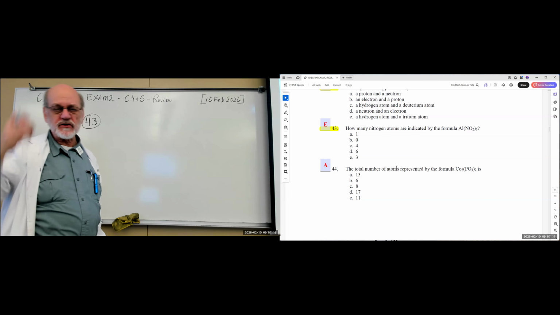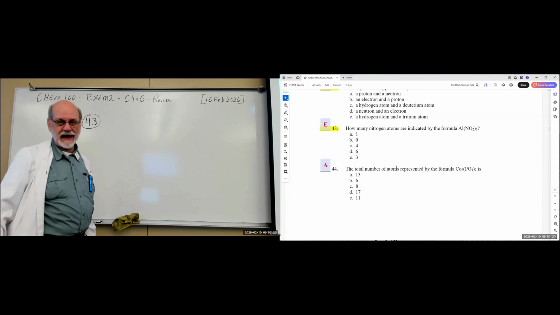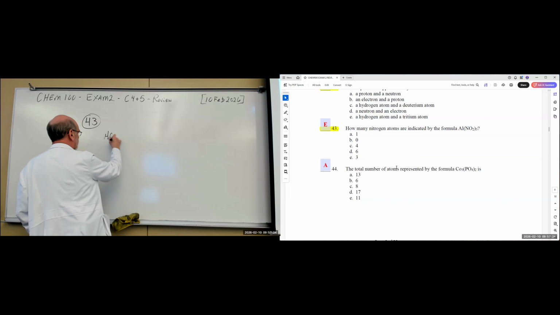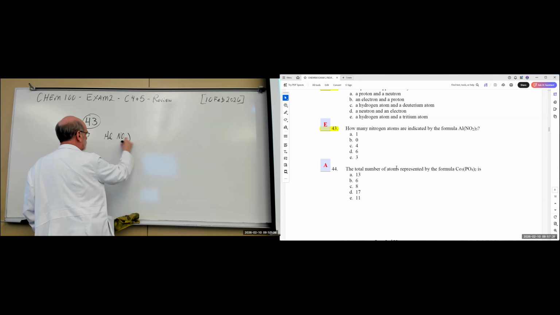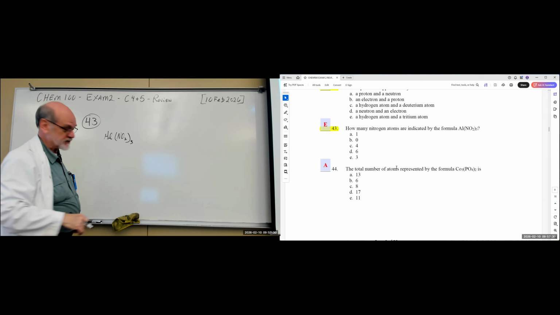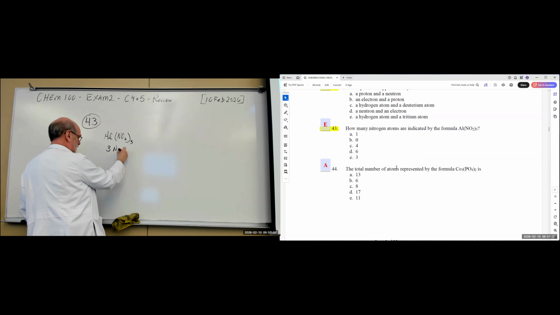Okay. How many nitrogen atoms are indicated by the formula? Right. This is simple, just counting. AlNO2 3. AlNO2 3. How many nitrogen atoms? Well, we have 3 of this group, so 3 times 1 is 3 nitrogen atoms.